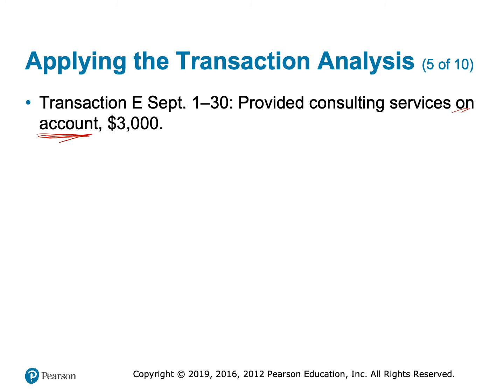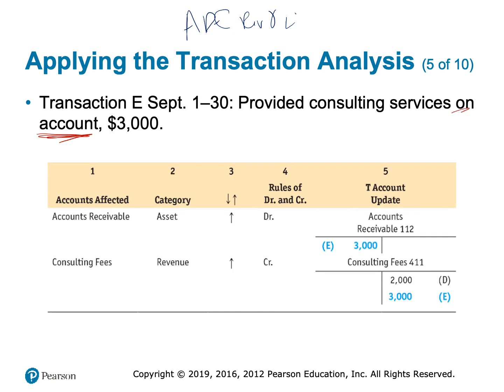That's definitely a benefit. So according to aid reveille, remember, assets have a normal debit balance. Since I am expecting to receive more money now than I was before, I want to debit accounts receivable to increase it. And then because I've done work, I've provided services, I want to credit that revenue account consulting fees.